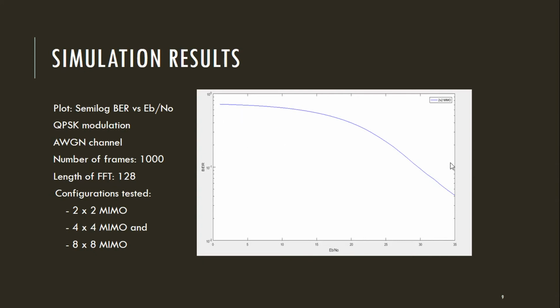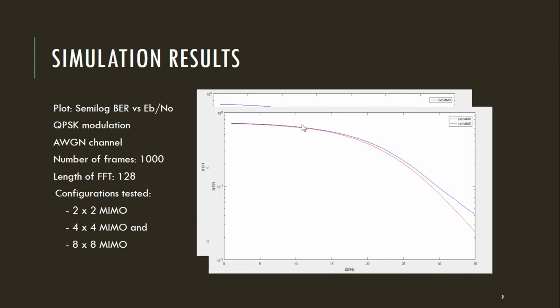The graph that we see here first is the BER versus Eb/N0 graph for a 2x2 MIMO. As we can see, the bit error rate starts to drop as we move towards the right side of the graph. So the bit error rate reduces, and if we see the results for a 4x4 MIMO for the same, we can see that it performs a little better than the 2 cross 2 channel. So the error rate here reduces compared to the 2 cross 2 channel.